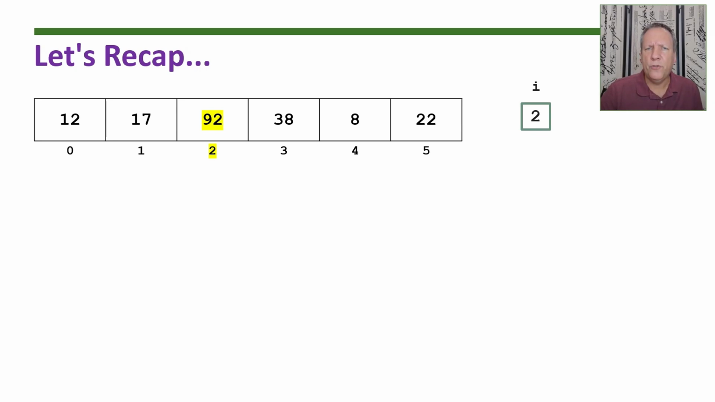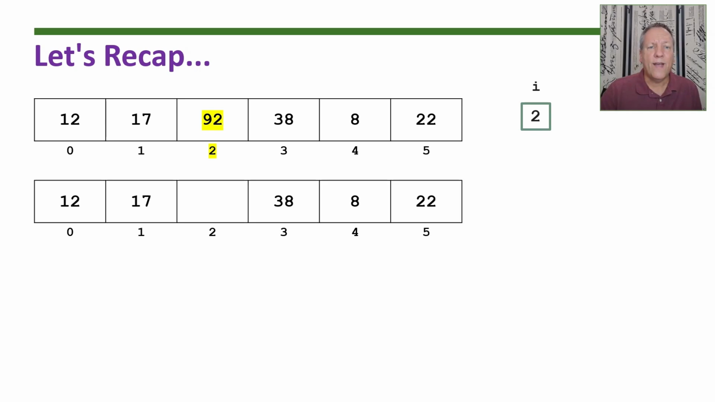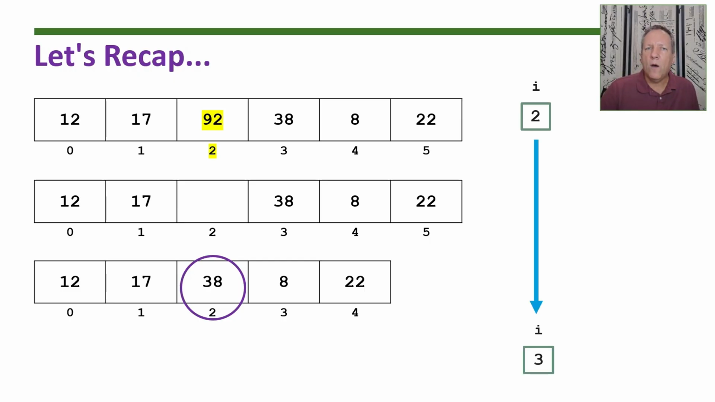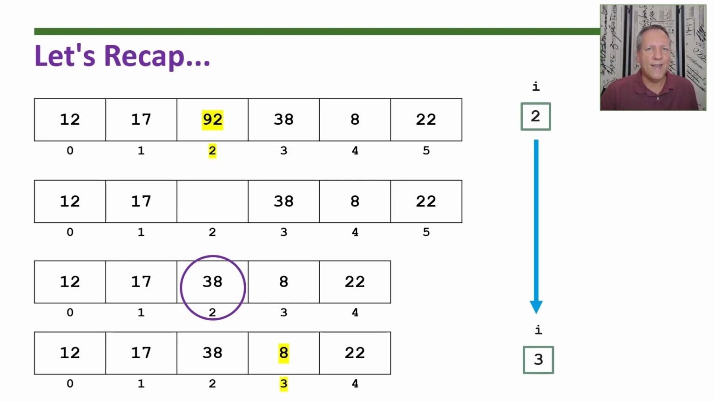Let's recap a portion of what happened here. So when i was 2, if you recall, the element at index 2, which was the integer 92, was greater than 30, so we removed it. The rest of the elements then shifted to the left, and this put 38 in the location where 92 used to be. But now we go back up to the top of the loop, and i increments to 3, which means the next element we visit is at index 3, which is the 8. And we've totally skipped over the value 38. So our algorithm won't work properly if we're skipping over values.